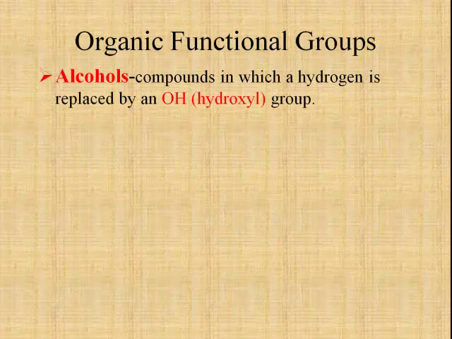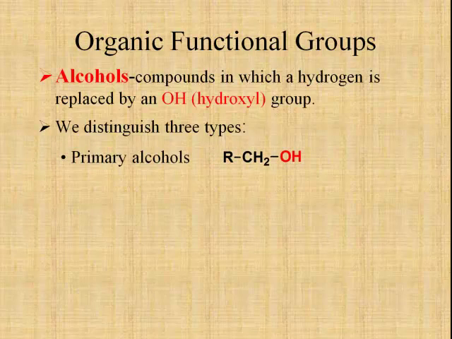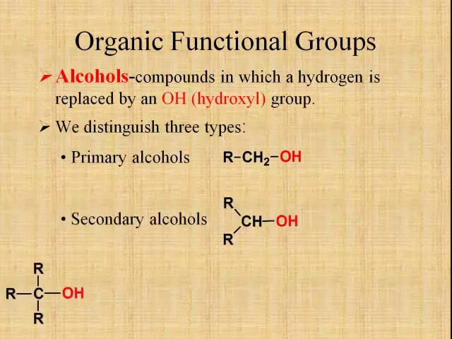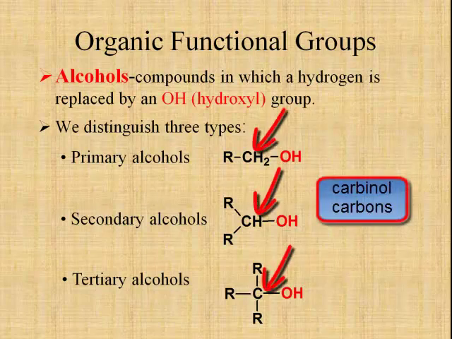Let's talk first about alcohols. As I mentioned earlier, if I begin with a hydrocarbon, and I remove a hydrogen and replace it with an OH or a hydroxyl group, that will give me an alcohol. We distinguish three types of alcohols, or we place them into three different categories according to their structure. We have primary, secondary, and tertiary alcohols, and these are distinguished by the number of carbons attached to what we term the carbonyl carbon. The carbonyl carbon is the carbon that has the hydroxyl group attached to it.